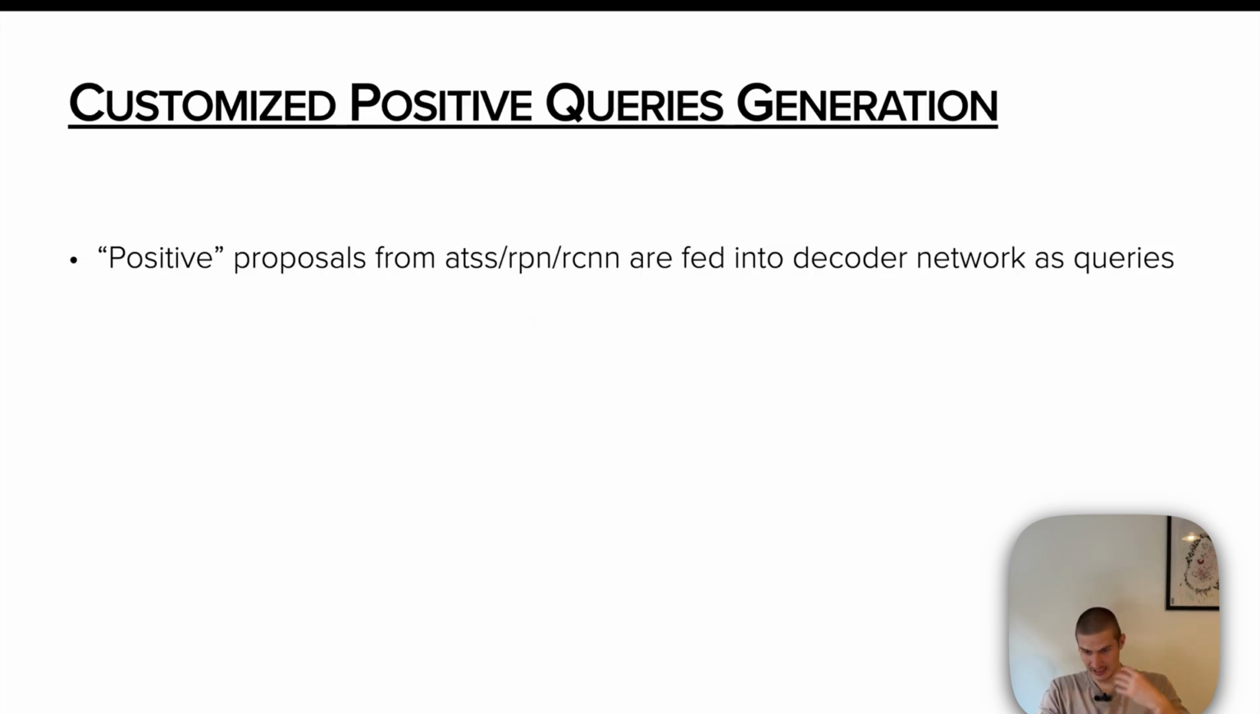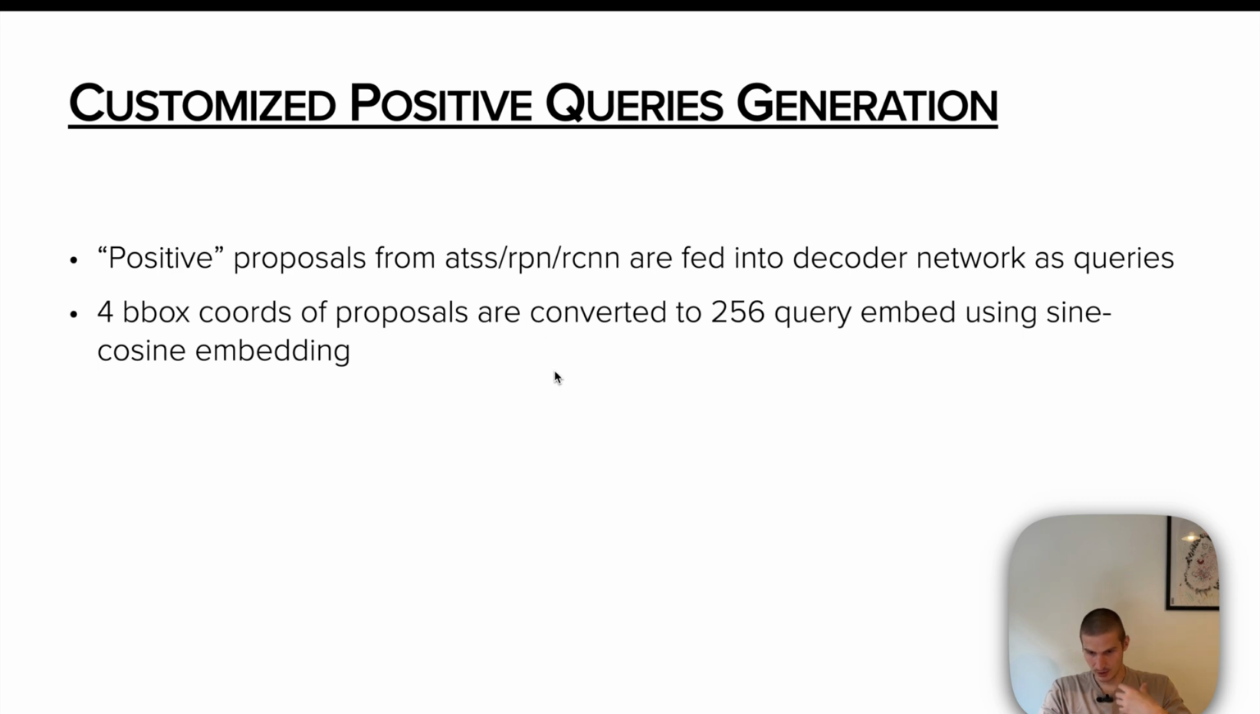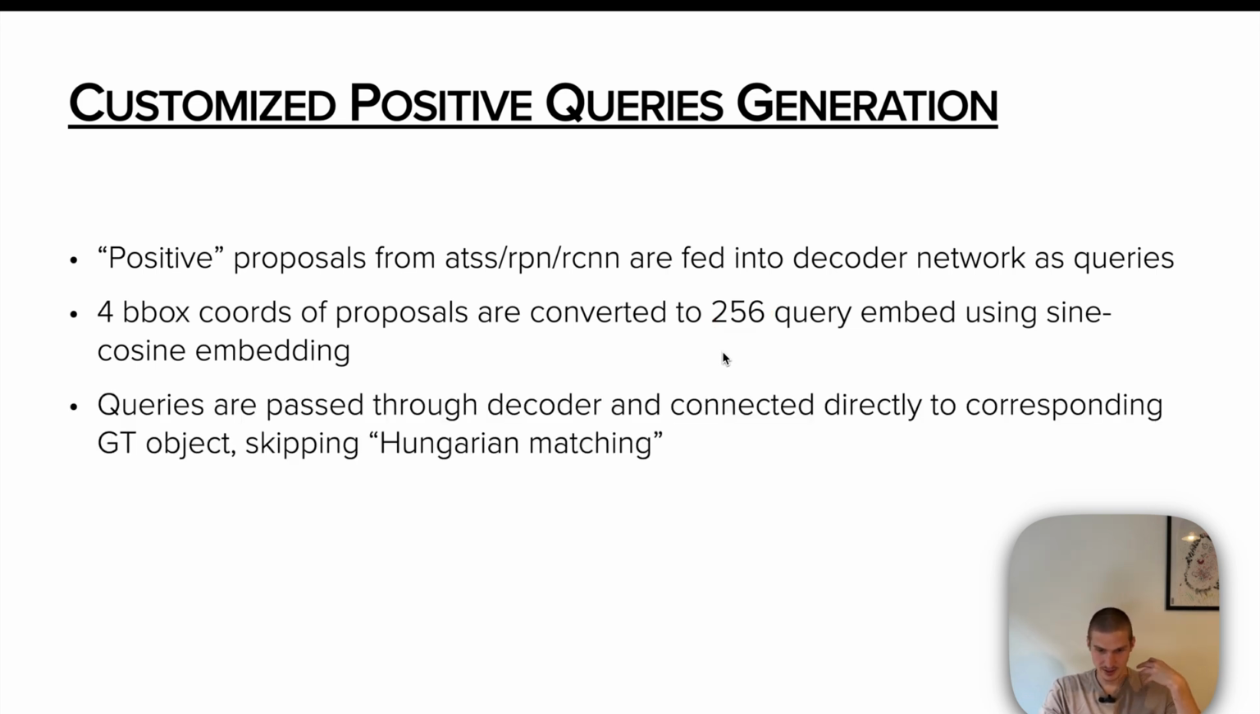Once again, we take positive proposals, by which I mean the ones actually matched to positive objects in these auxiliary heads, and we feed them into the decoder as queries. We take these four bounding box coordinates and apply the same process as in the positional embedding, called the sine cosine embedding. That converts them to a 256 embedding vector, which is the same shape as a typical query input for the decoder. Then the output that corresponds to this auxiliary input, instead of taking part in bipartite matching loss, we skip that and connect it directly to the object that we know this proposal is coming from.